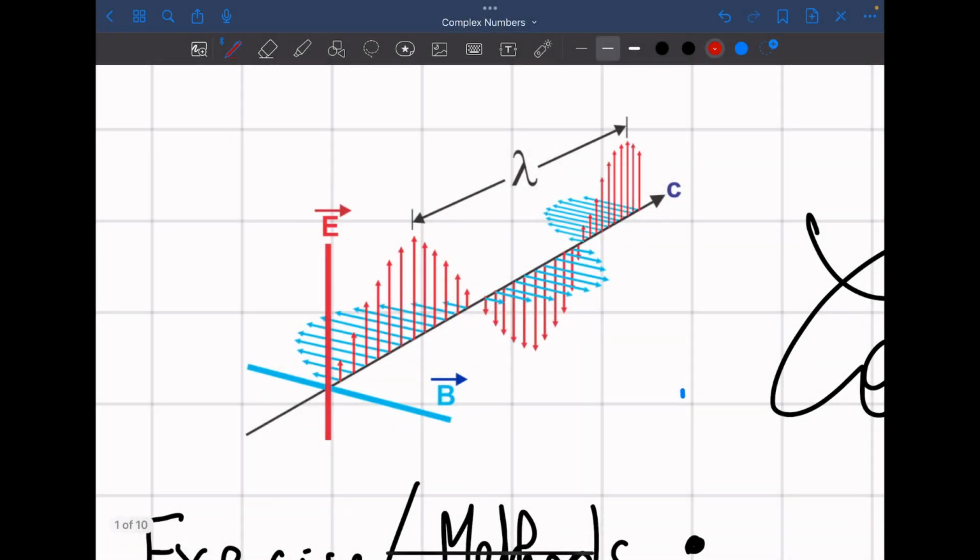Welcome to this video about complex numbers. And just as an introduction, we use complex numbers, for example, in the electromagnetic field, with the electric field on this axis, and on the imaginary axis there would be the magnetic field, represented with B there.